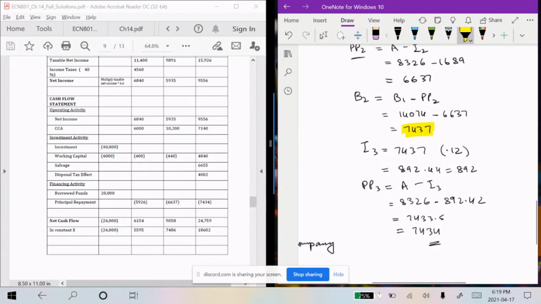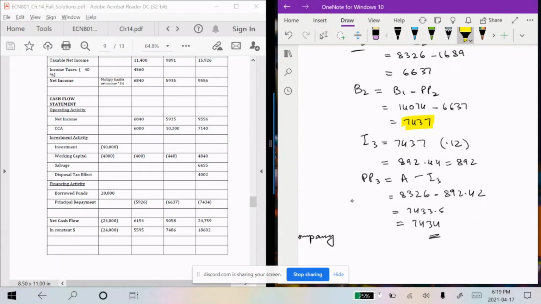So after you get the balance after the second period, you can calculate the interest that you paid for the third period. To do that, again, the formula is the same thing: B(n-1) times I. So you get 892.44, but then in chapter 14 and 8, we're just going to be using whole number values. So it's going to be 892. Okay. Then to calculate the principal payment in the third period, you're going to use again A minus I3. A is again 8326, and this is 892. You do that, you get 7433.5. You round it off to 7434.